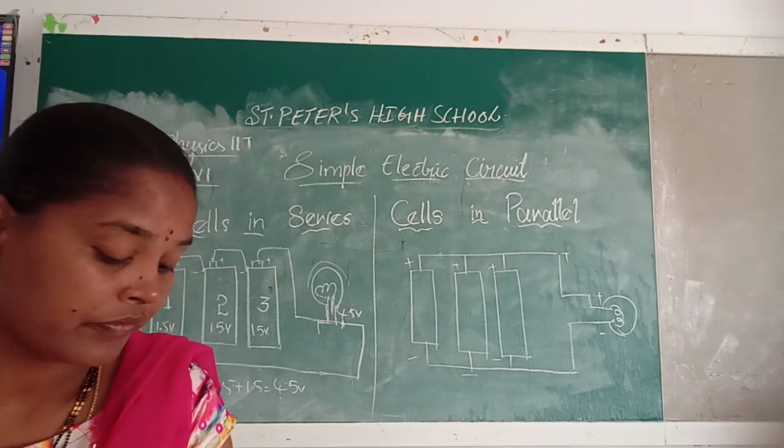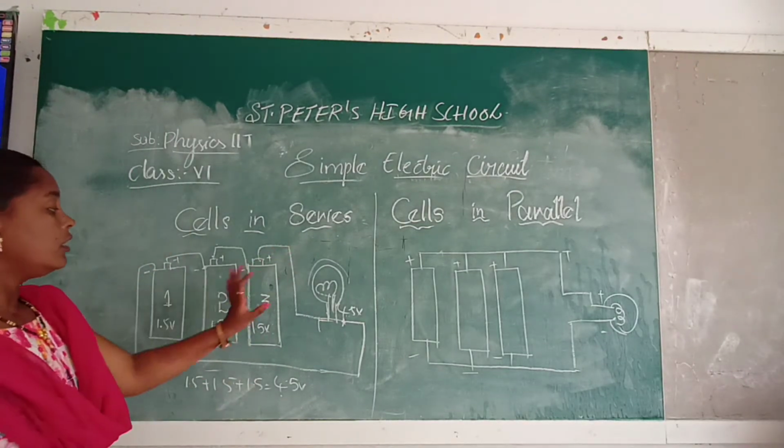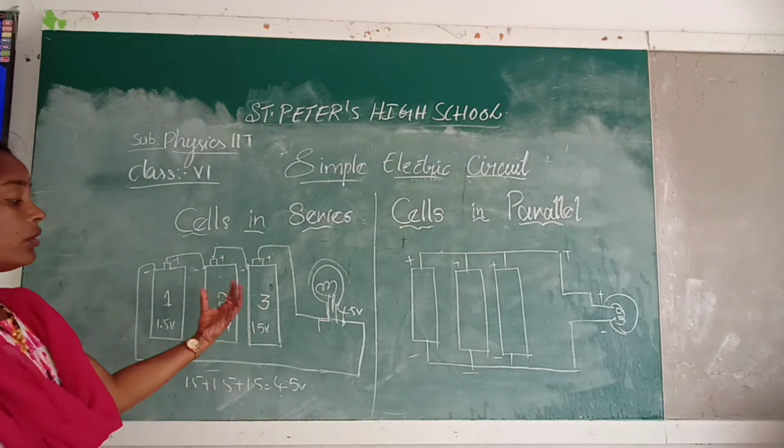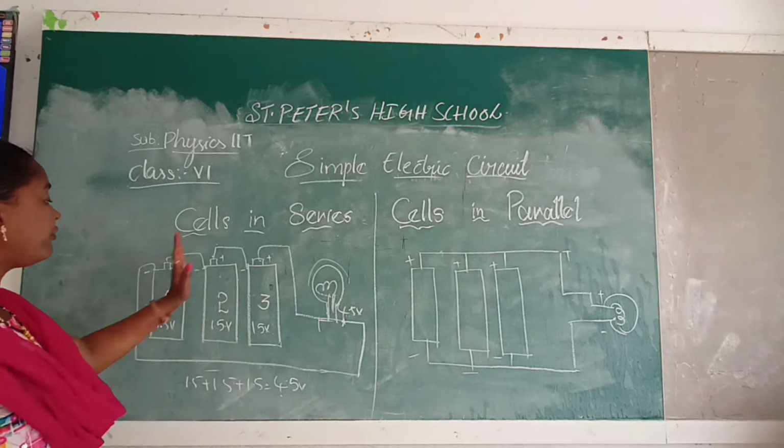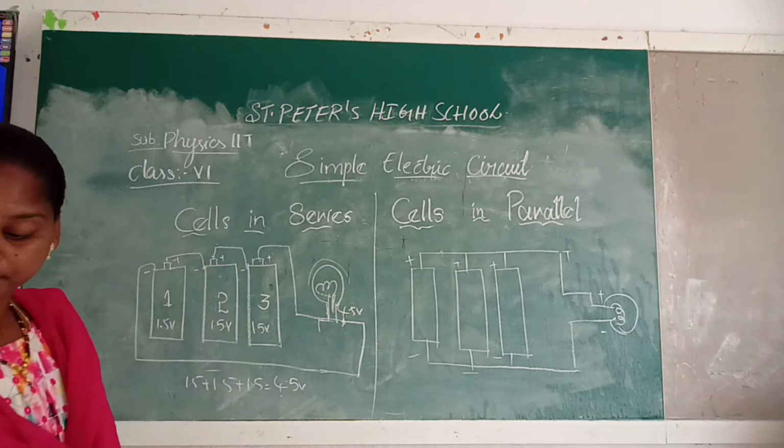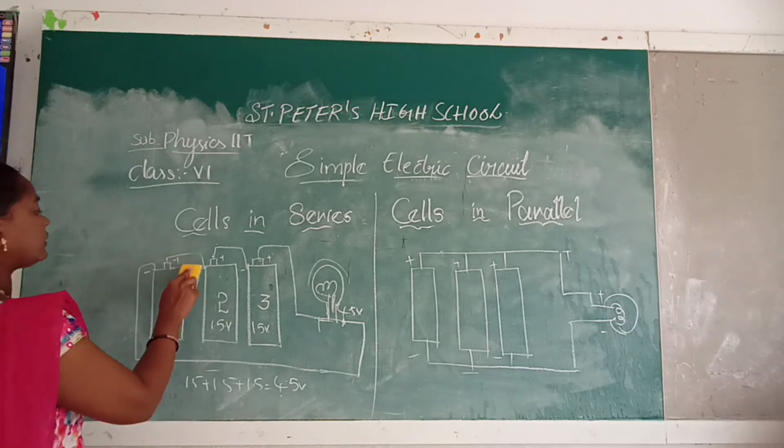So this is regarding cells in series. The more cells there are, the brighter the bulb glows. In the same way, if one circuit is open here, see, I am not connecting these cells.